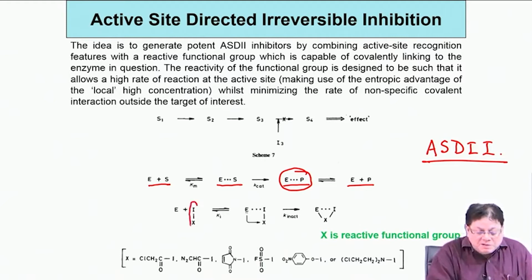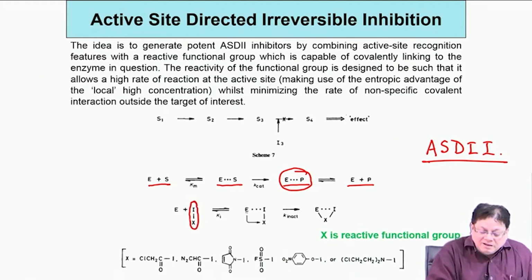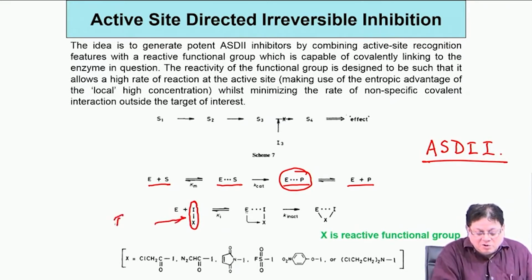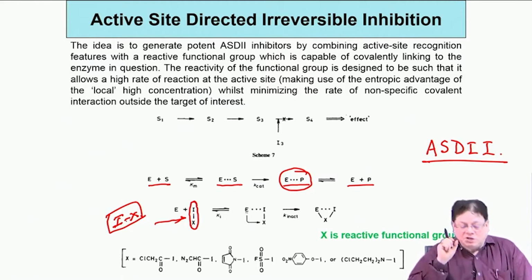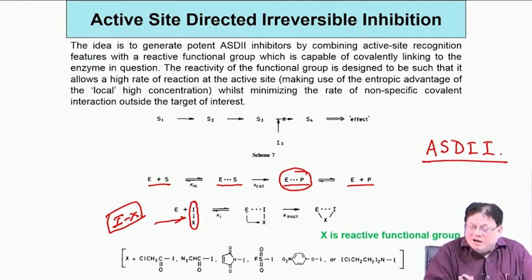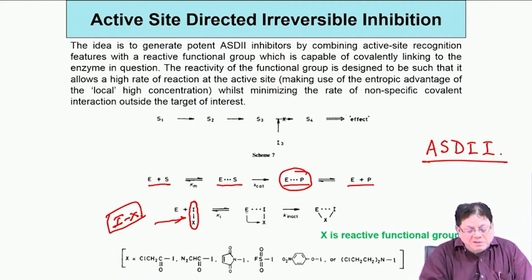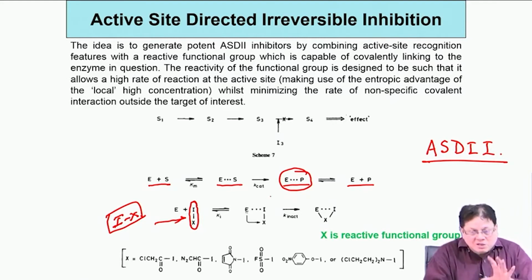You have a molecule which is represented as IX. This X is the one attached to the inhibitor that is extremely reactive, and I is the part or the whole assembly that is complementary to the active site of the enzyme. Although it looks like IX, the complete inhibitor is IX, not only I. The inhibitor already has a very reactive functionality, but it also has electronic and geometric complementarity with the active site of the enzyme.